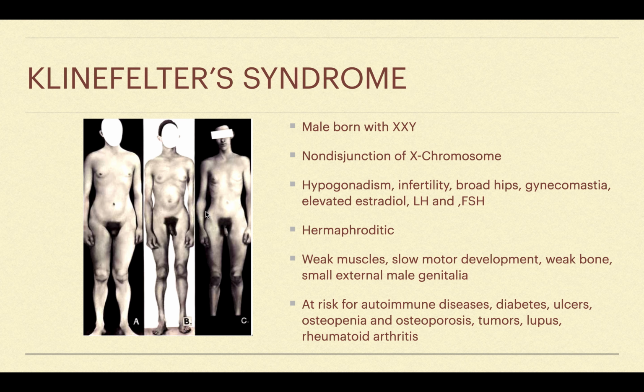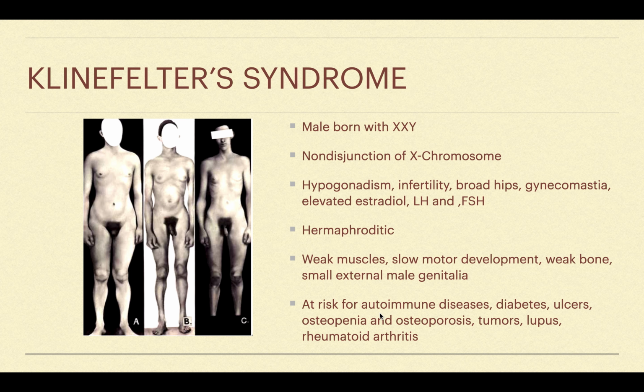Look at this man's hips. These are like womanly hips. Usually they have larger breasts, and look how small the penis is. It's like a micro penis, and that can be incorrectly seen as a very prominent clitoris. So these males have weaker muscles, slow motor development, or weak bones due to the elevated female hormones, and the small external male genitalia.